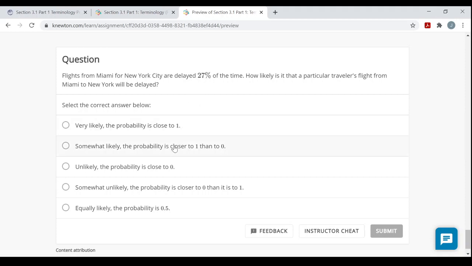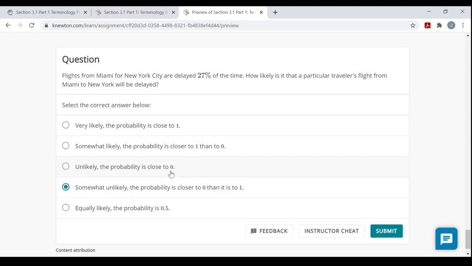Now it's not that close to 0, but it is closer to 0 than it is to 1. It's not equally likely. The probability is not a half, it's not 50%. So I'd say somewhat unlikely that the flight's delayed, because again, the probability is closer to 0 than it is to 1.